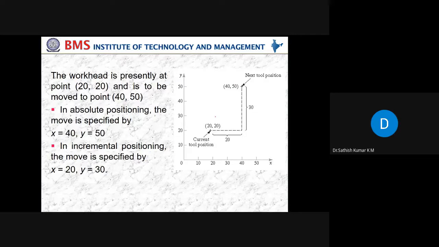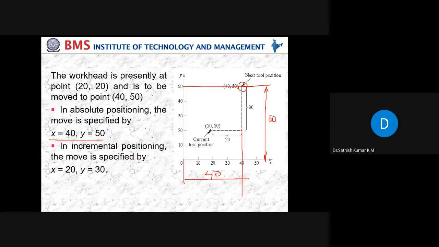If it is an absolute coordinate system, the location of this tool is important. The position is going to be measured from 0, 0. From here to here it is going to be 40 mm on the x-axis, and on the y-axis it is going to be 50. Therefore this is called 40 comma 50. 40 comma 50 is your absolute positioning, so x equals 40, y equals 50 is an absolute positioning.